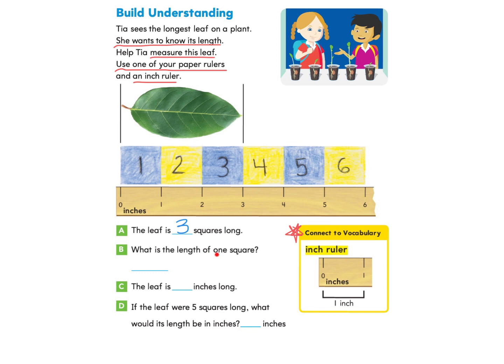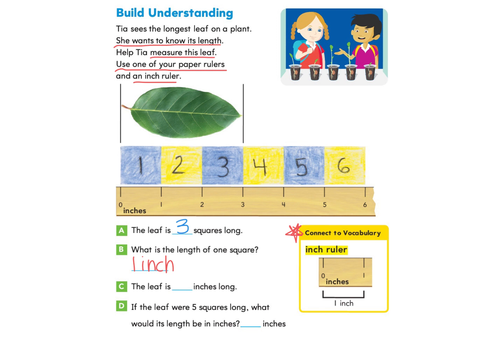What is the length of 1 square? Well, we see that 1 square here measures to 1 inch. When we line up the paper ruler to where we start at the 0 for our inch ruler, it goes over and it ends at exactly 1 inch. So we can answer that the length of 1 square is 1 inch.